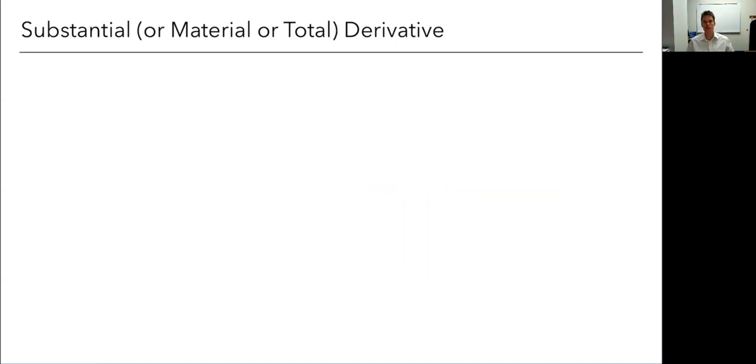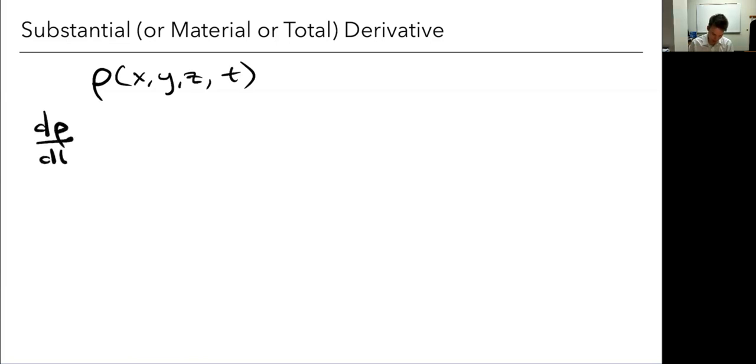This total derivative, sometimes in fluid mechanics, we call it the substantial derivative or material derivative. Mathematically, it's just a total derivative, to distinguish it from a partial derivative. So for example, if I'm measuring the density, it's a function of my position, x, y, z, but also of time. And if I wanted to take a derivative with respect to time, I need to take a total derivative. So if we just use the chain rule and recall that the position of this particle, x, y, and z, is also a function of time, we need to consider the chain rule.